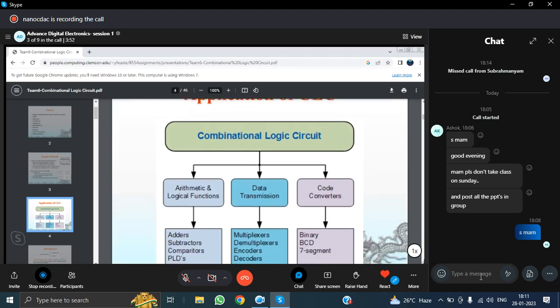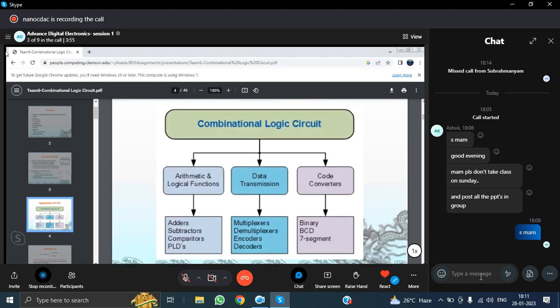Where are we applying these combinational circuits? In the area of calculations, in the area of mathematical calculations and computations, we will be using these combinational logic circuits. It is divided into three: arithmetic and logical functions, data transmission, and code conversions. In arithmetic and logical functions, the combinational logic circuits we use are adders, subtractors, comparators, programmable logic devices, and many more.